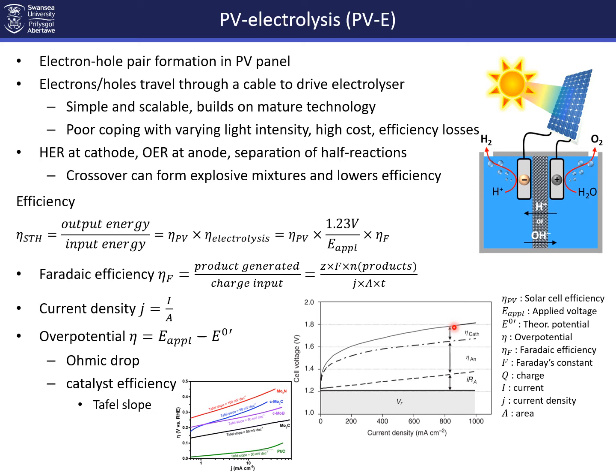Additionally, overpotential depends on your catalyst. If you have a poor catalyst, you have to apply a lot of extra voltage. If you have a good catalyst, you don't need to apply that much voltage. This is expressed in the Tafel slope, which shows you how much the current increases if you increase the overpotential.